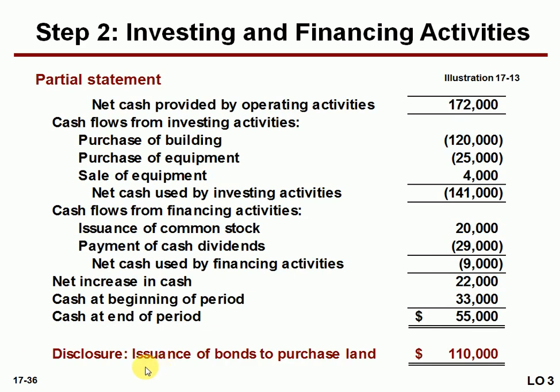Like issuance of bonds to purchase land is a non-cash activity. For example, company A issues bonds to purchase land from company B. You see that they issue bonds and company B gives them the land, so there is no involvement of cash. So we record the non-cash items in separate sections as mentioned here.